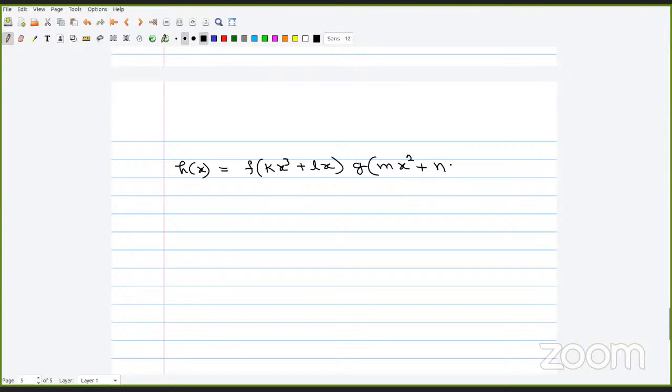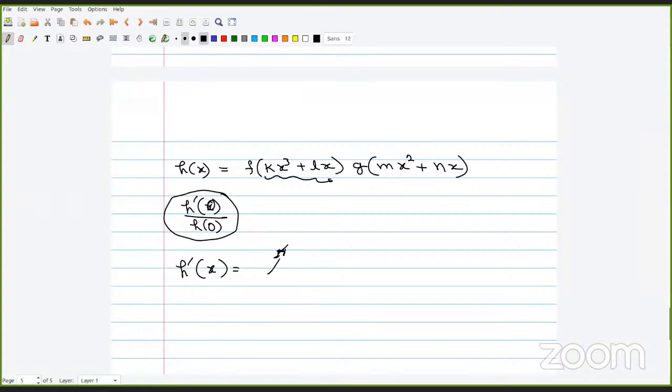So these constants K, L, M will vary for all of you, right? This kind of function was given. We had to find h dash 0 by h 0, that is h'(0)/h(0). So what is h dash x? This is f into g, but both are composite functions, with functions inside them also. So it is f into g dash plus g into f dash.